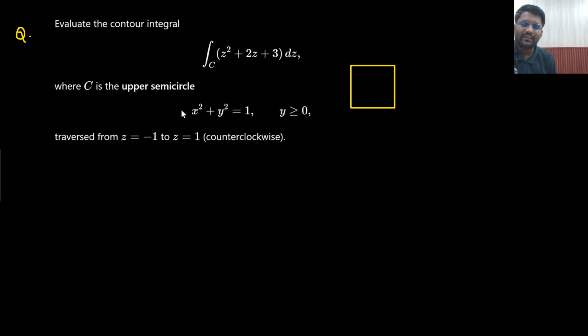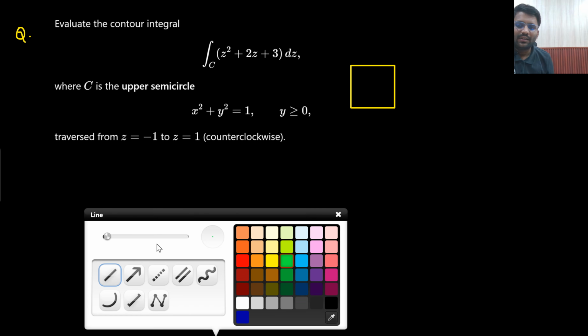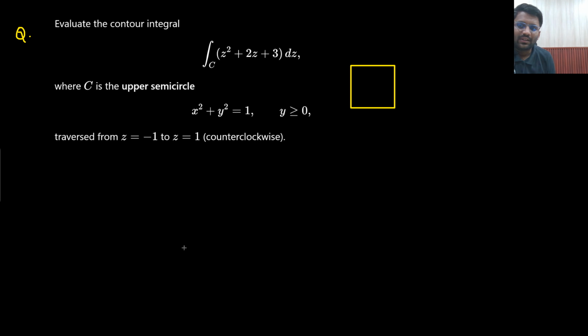You need to evaluate this integral where curve C is the upper semicircle, y greater than or equal to 0. They have given the upper semicircle you need to take, traversed from z equals minus 1 to z equals plus 1. So first let's make the curve C. In place of calling it a curve, they will call it a contour. Okay, so let's make the contour C.